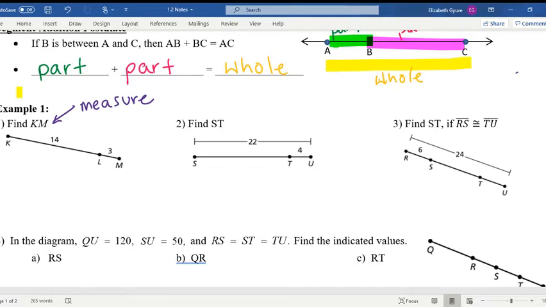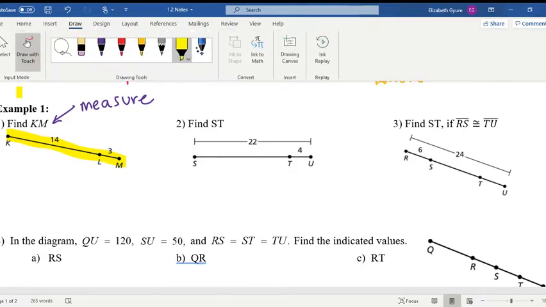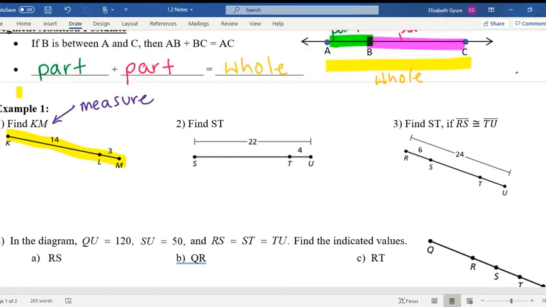Look at your picture here. KM is the whole thing. So it wants you to find the measure of the whole thing. Well, it's being split up into smaller parts. From K to L is 14, and from L to M is 3. So to find the entire thing, add them up. Your total measure, KM, would be your one part, 14, plus your other part, 3, which is going to give you a total of 17.